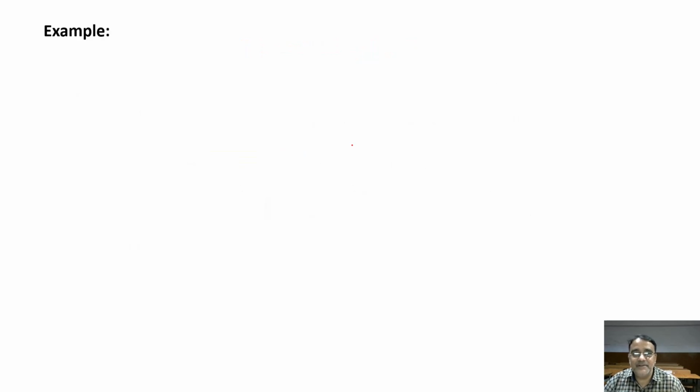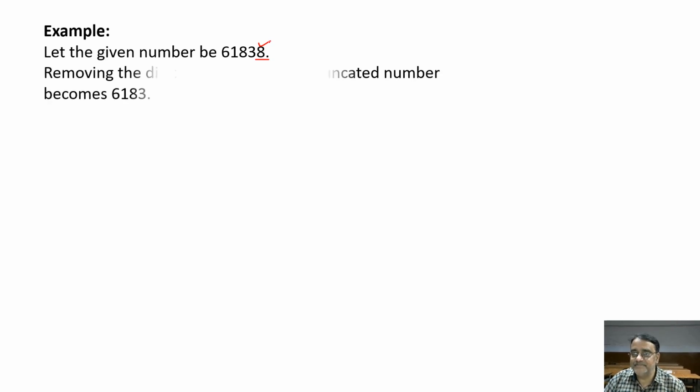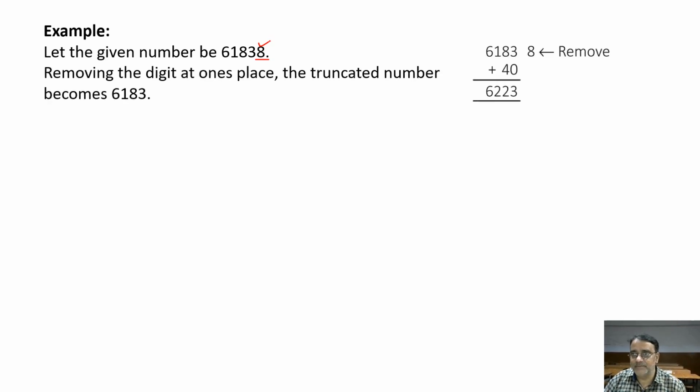We'll see one example. Let the given number is 61,838. Okay. So यहाँ पे क्या करेंगे? लास्ट नंबर जो है वो 8 है, इसको हटा दो. हटा के इसको 5 से इंटू करो. 5 से इंटू करेंगे तो 40 आएगा, ठीक है? देखो, और उसको ट्रंकेटेड नंबर मतलब जो बचा हुआ नंबर है उसके साथ ऐड करेंगे. So we got 6,223. Right, so this is 4 digit number.